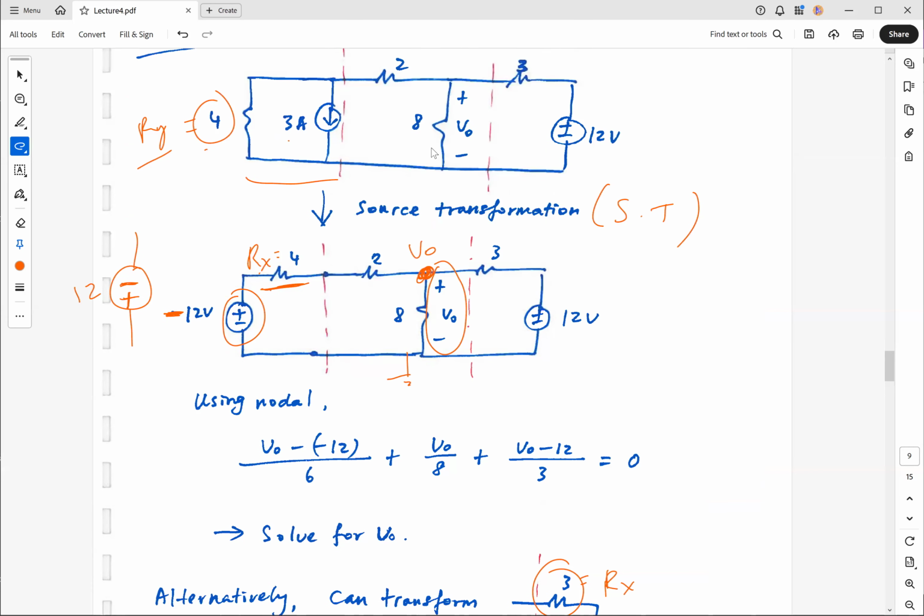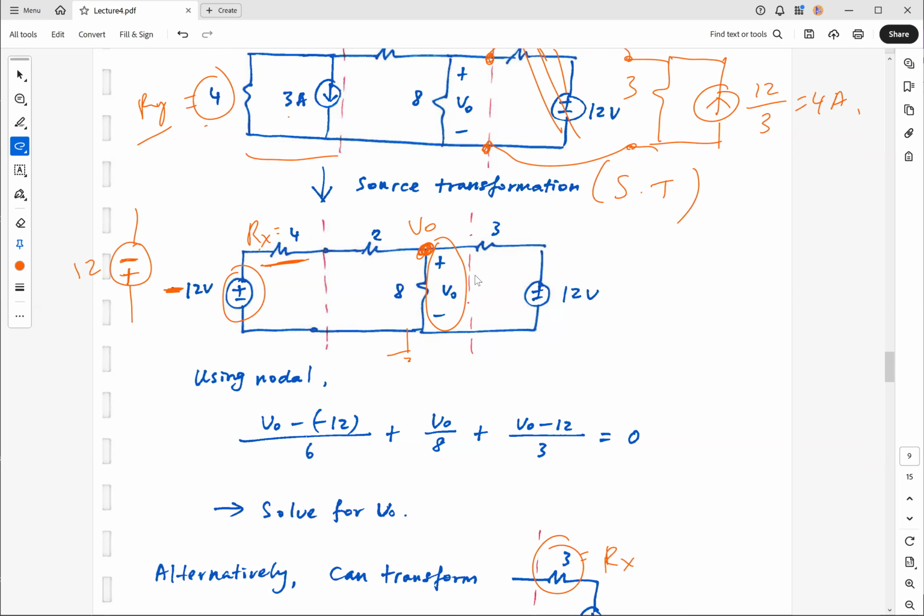So once you convert this part into something like this, this is 3, this is 12 divided by 3, so V over R, so this is 4 amps. Then you basically just connect this part to this, and of course this will be gone. So connect here and connect there. That's how the source transformation was performed, and then you can continue with your analysis.